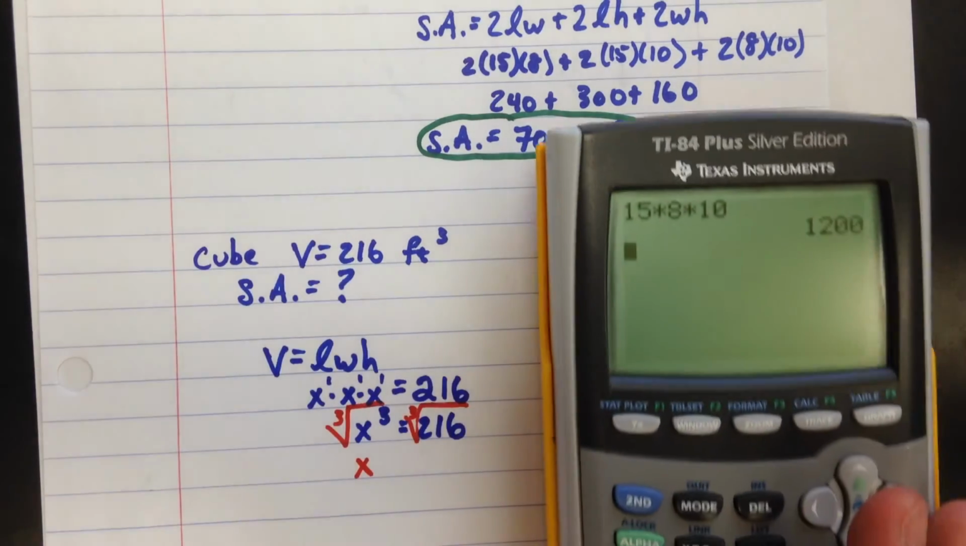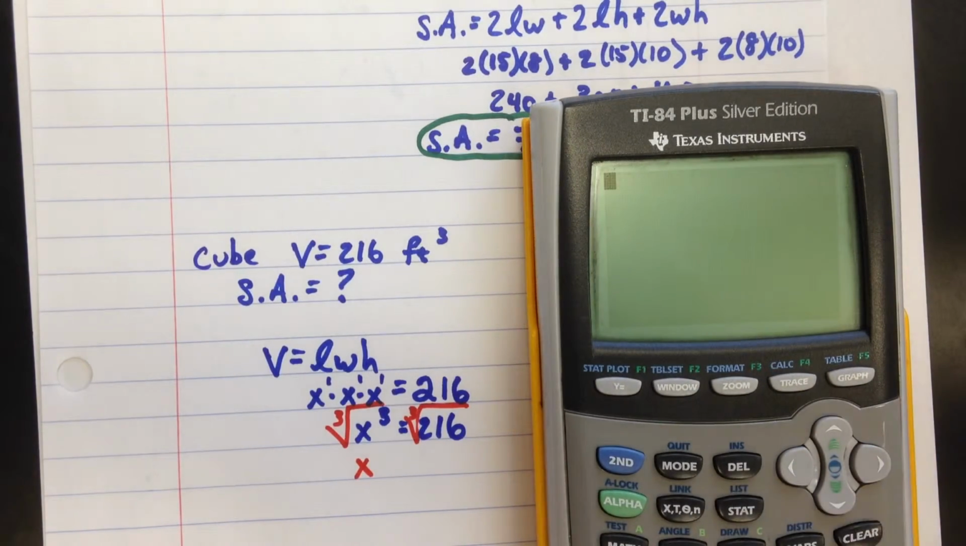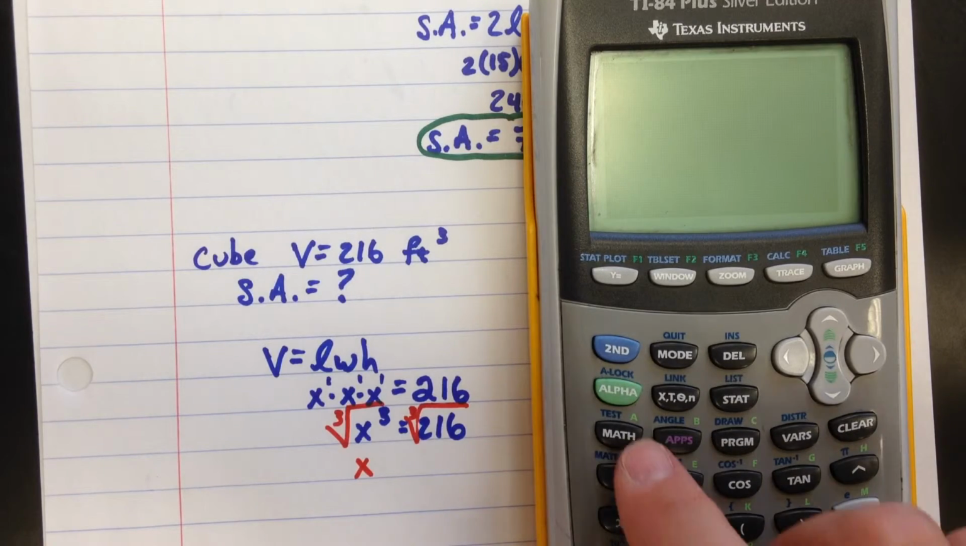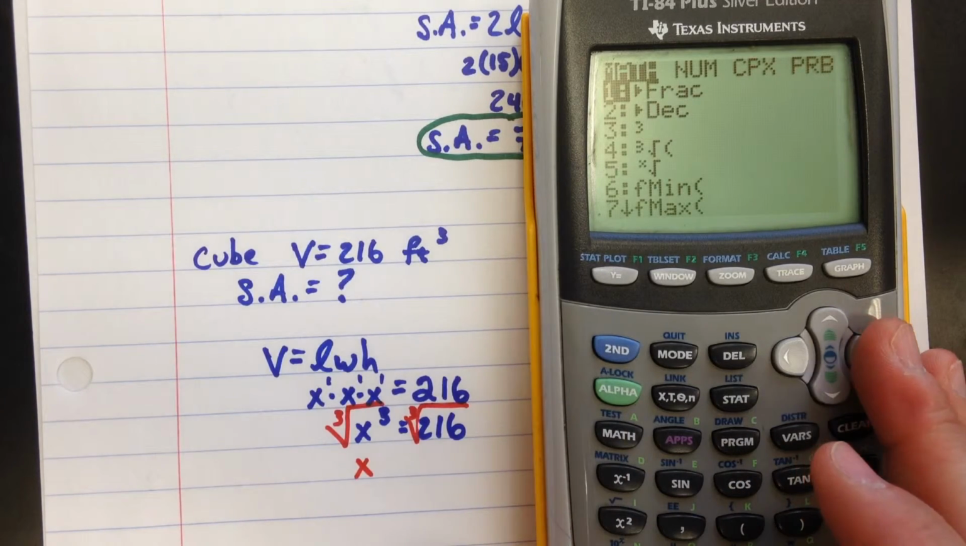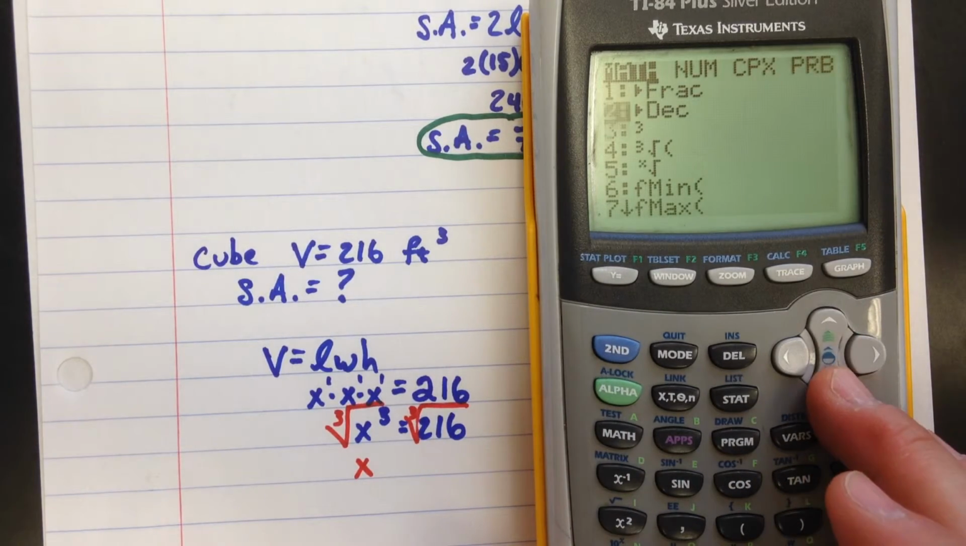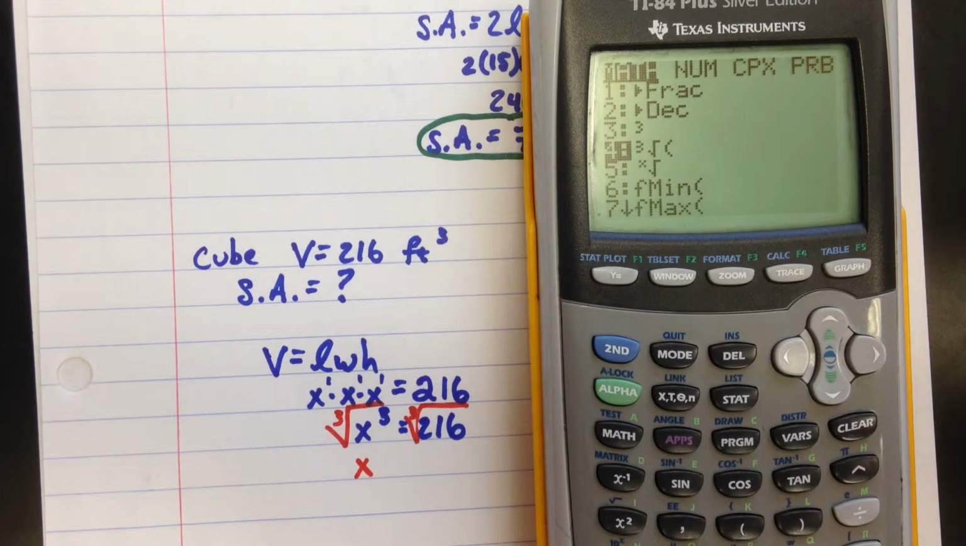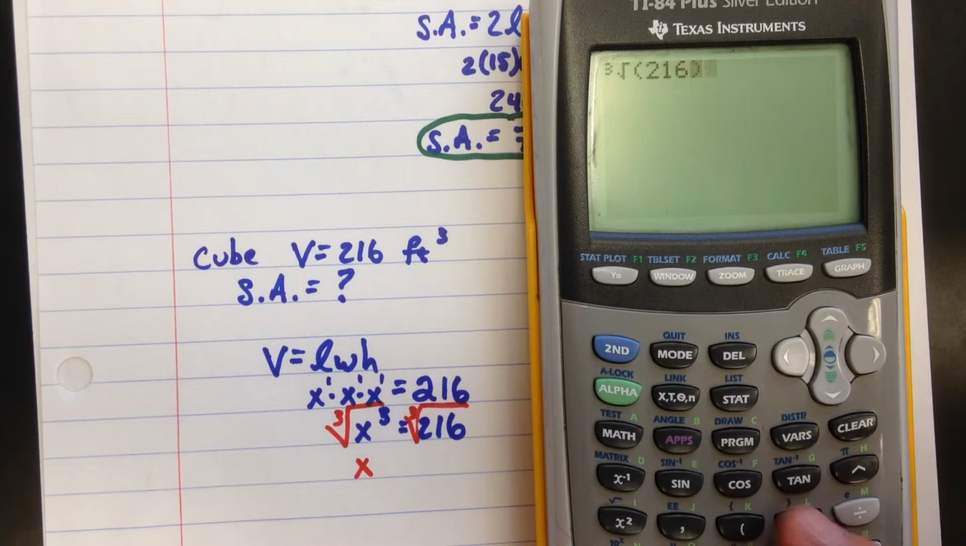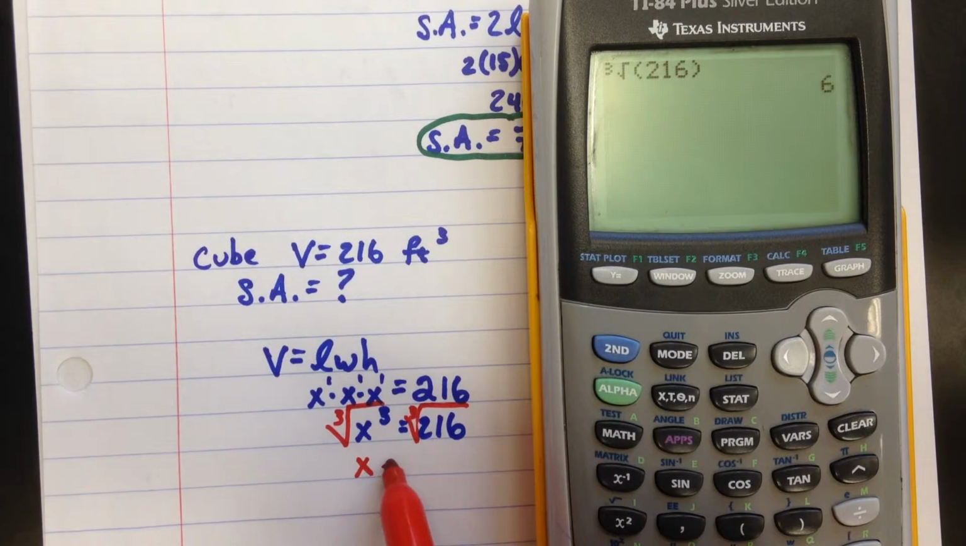Now to get the cube root of 216, if you have the calculator, you can go to math and then go down to number 4. It says cube root, 216, and you got 6. So the cube root of 216 is 6.